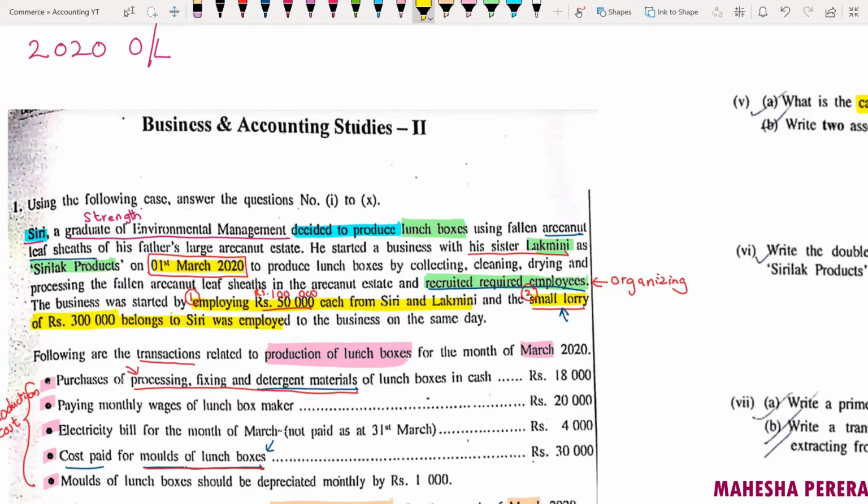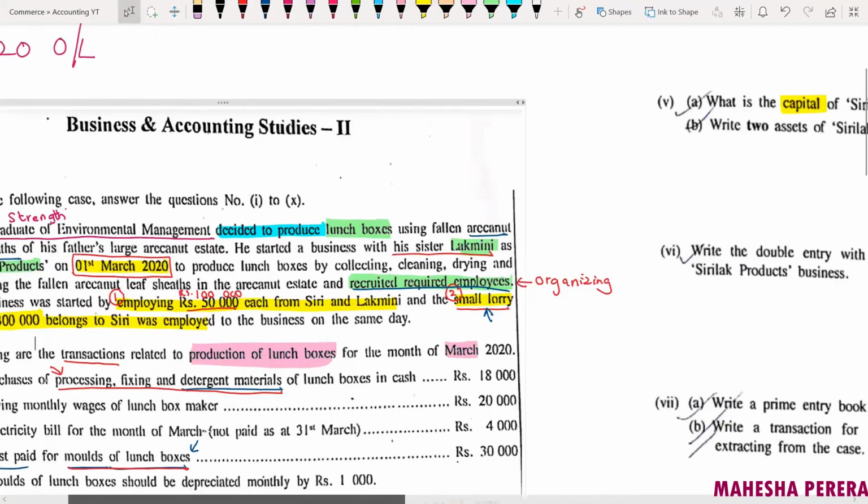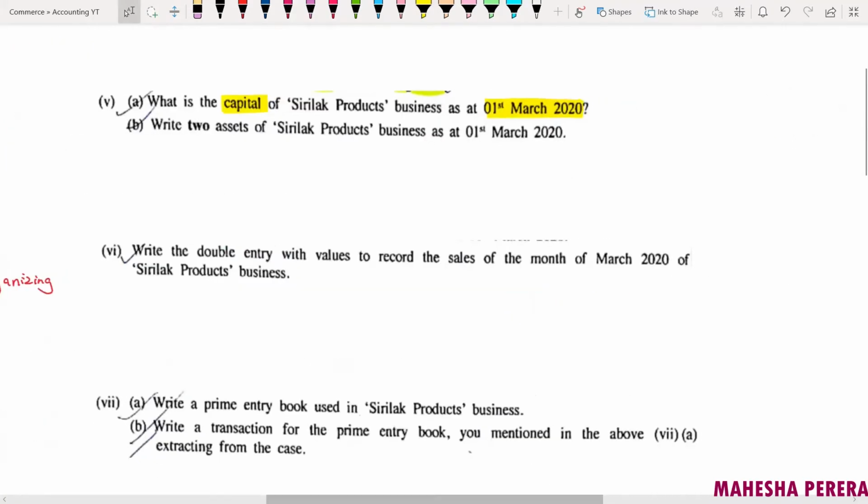So 100,000 plus 300,000, 400,000. So always try to present your answer with a step, with a method, right? So let's write like this. You can write rupees, right?